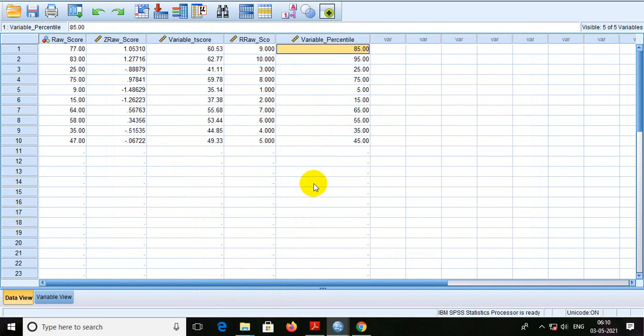Percentile score we have, if we compare the group, you can do this one, raw score change into Z score or T score. This is important in the psychological study, in psychological statistics we can use.